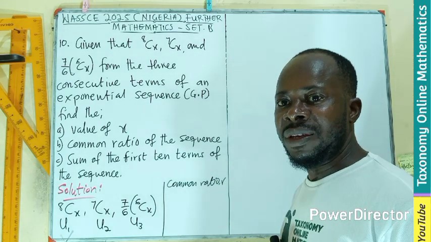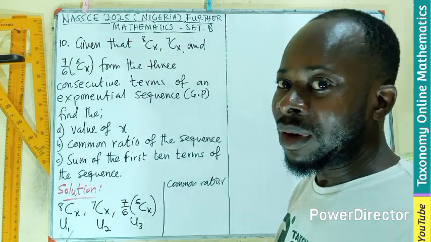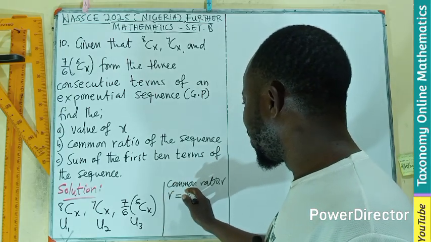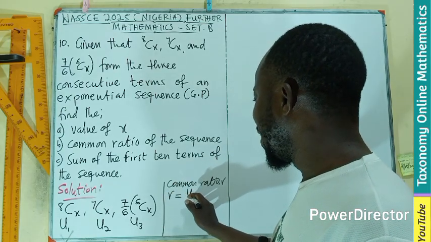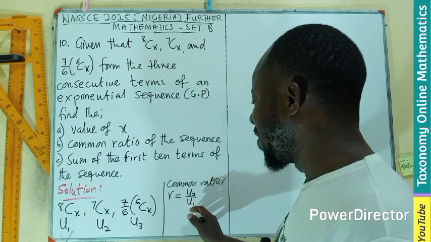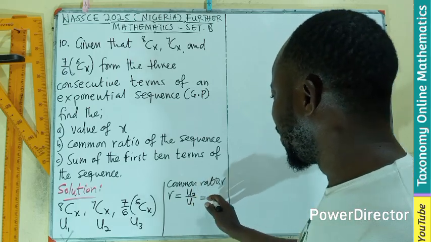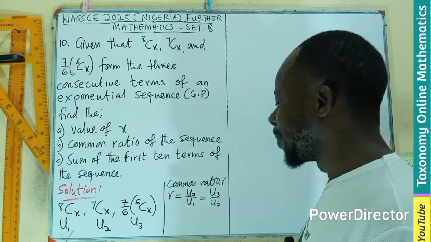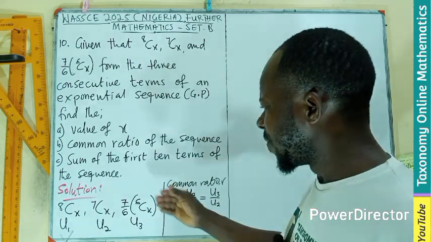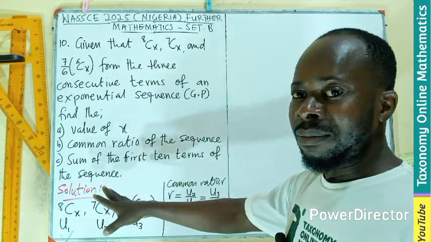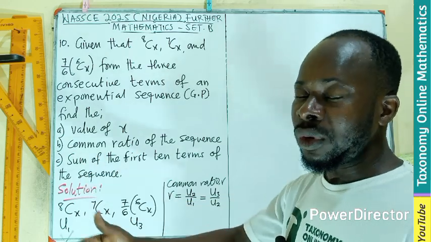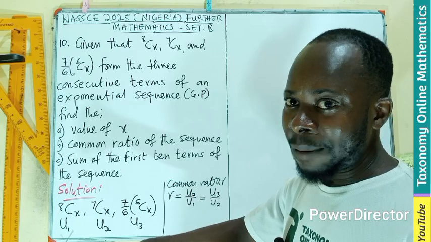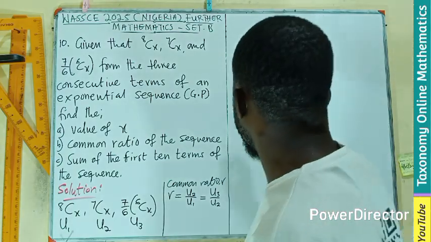The common ratio is denoted by what? R. So that means that the common ratio is the same as the second term divided by the first term, which is also the same as the third term divided by what? The second term. So if I divide the second by the first, I get a common ratio. The result will be the same as if I divide the third term by the second term.